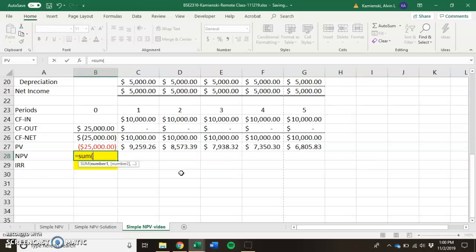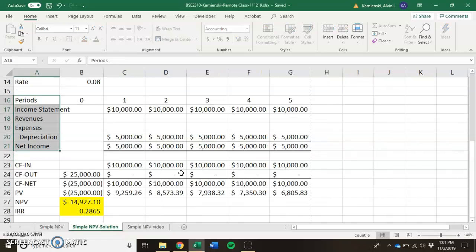The net present value is simply the sum of all the present values from period 0 through the end. And the IRR is a formula in Excel, where you type equals IRR, and then the values you use are the cash flows net. And so we have a project here that offers us a net present value of $14,927, and an IRR of approximately 28.65%, which is what we saw in the file solution sent earlier.